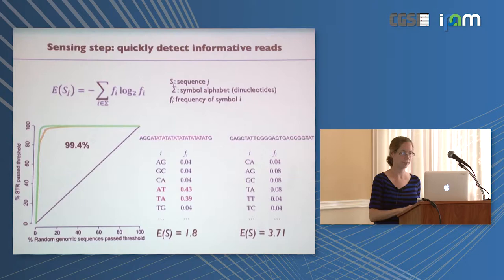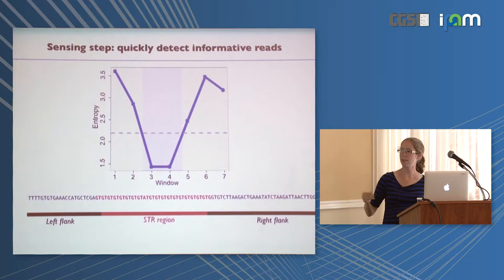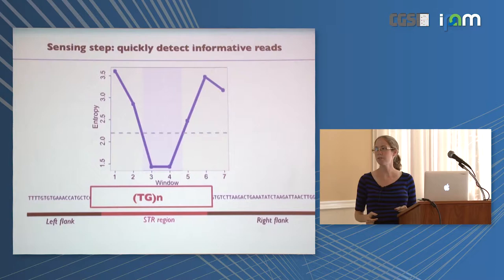Now we can just apply this entropy metric in windows across our read. And if we look at the profile of this entropy metric across the read, we can identify reads that have a signature like this, where you have a low entropy region in the middle, presumably corresponding to the repetitive region, plus some high entropy regions on the flanking regions, which are presumably this non-repetitive flanking regions that we're going to use in the next step for alignment. And we can go and characterize this repeat and say, okay, this looks like it's a TG repeat in the middle of this read.